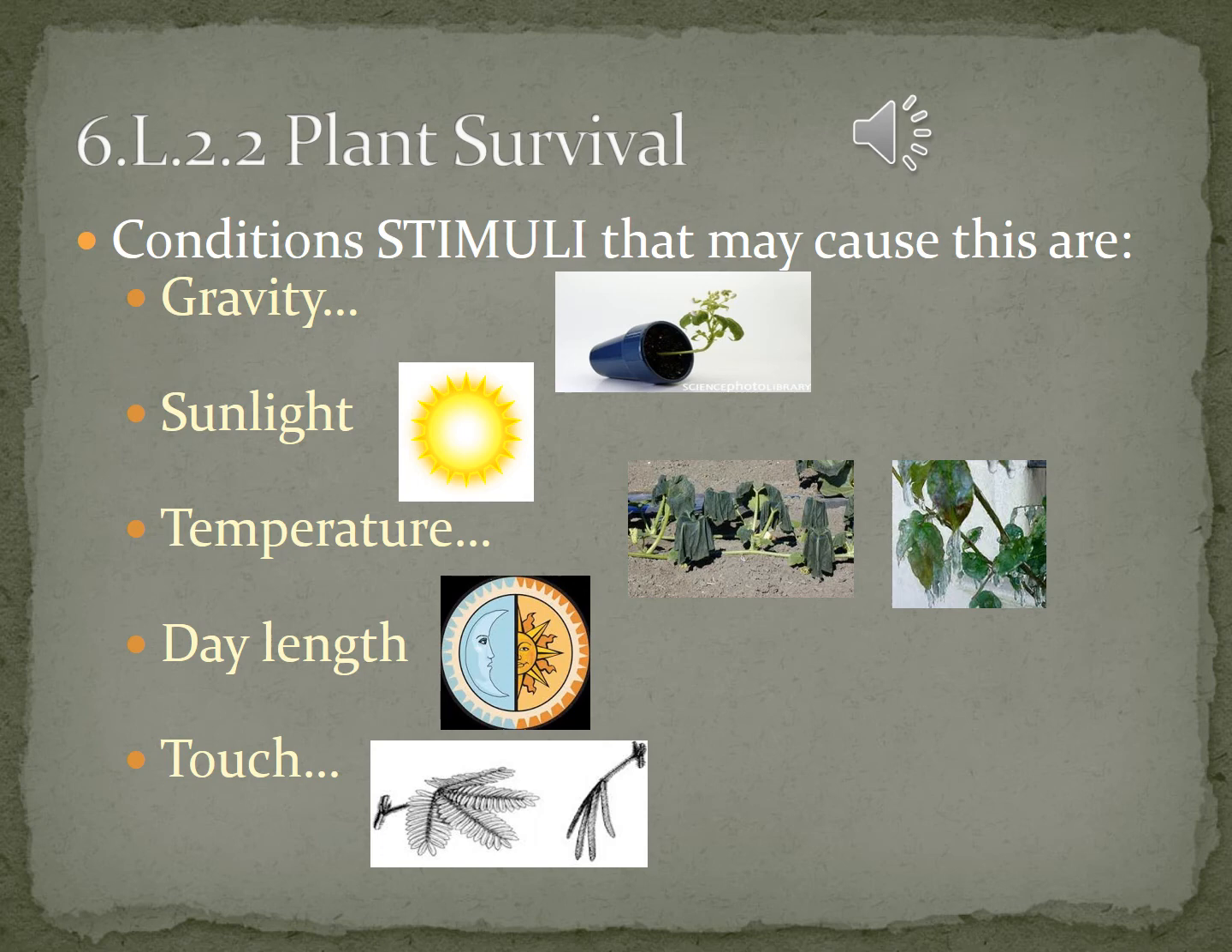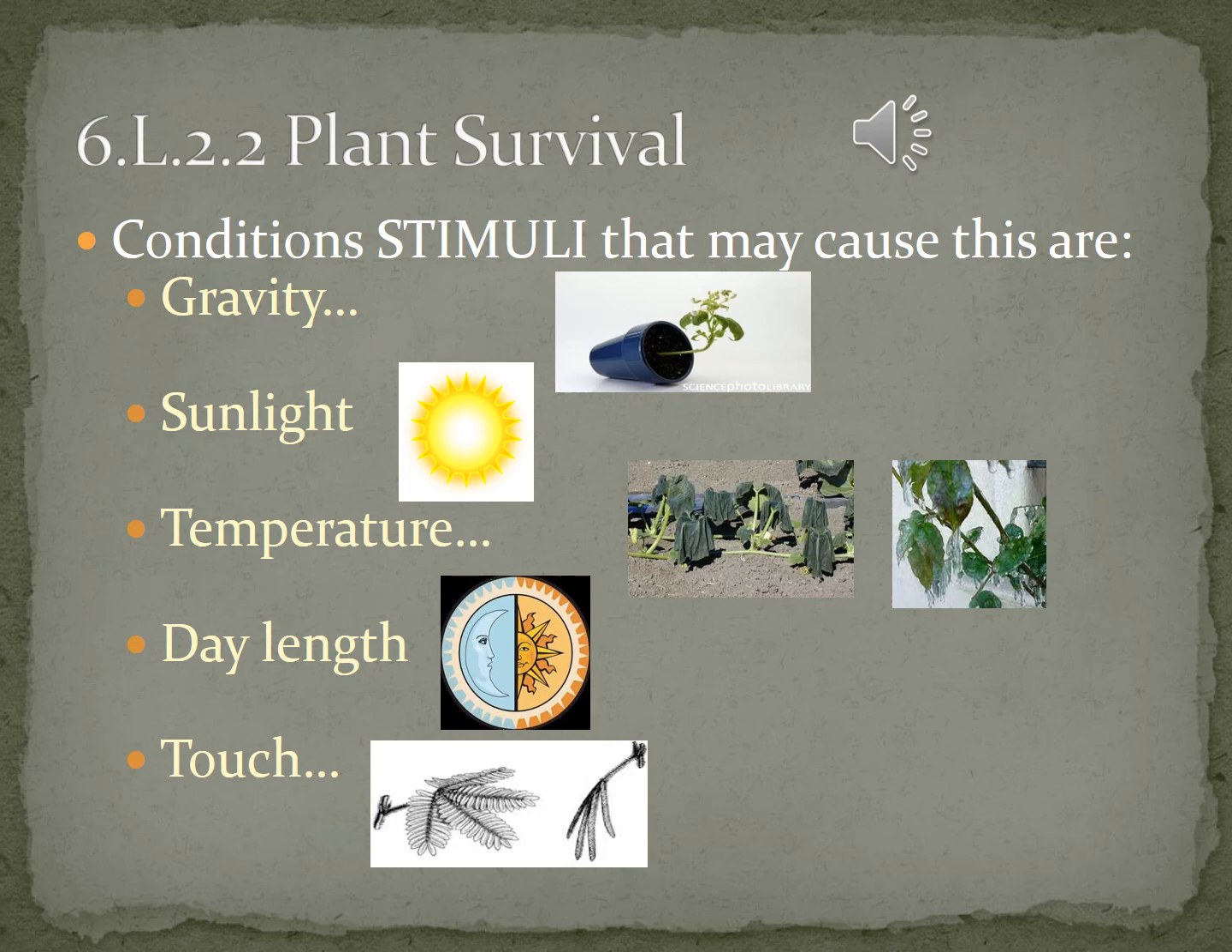Day length. If you remember when we talked about flowers, we talked about reproduction, and we said that the length of night is what causes flowers to actually reproduce. So obviously, day length and night length affect the plant, because during the day, it goes through photosynthesis. At night, it goes through cellular respiration.